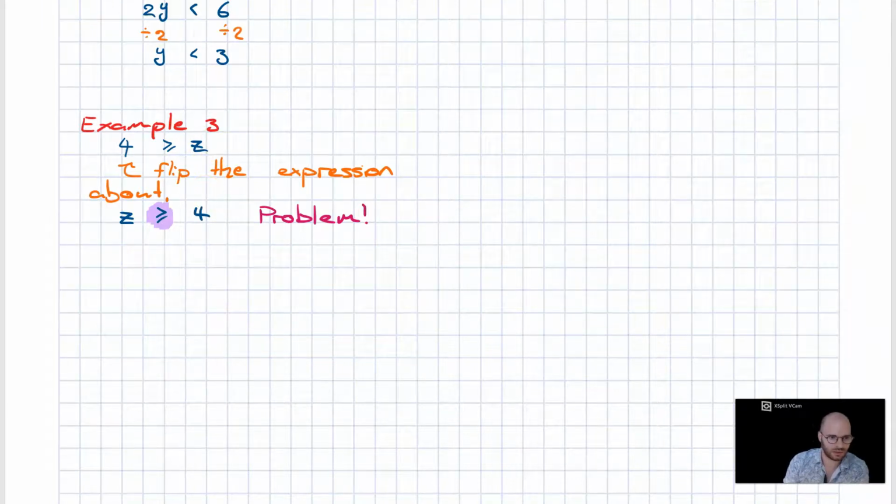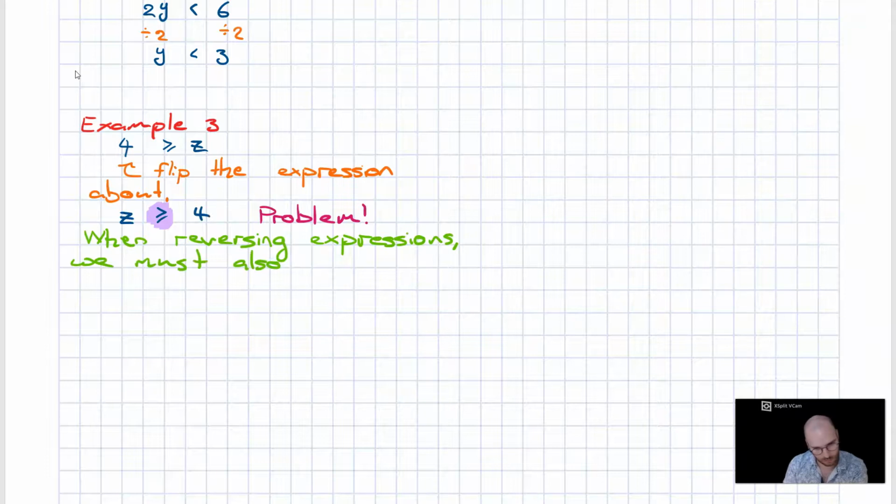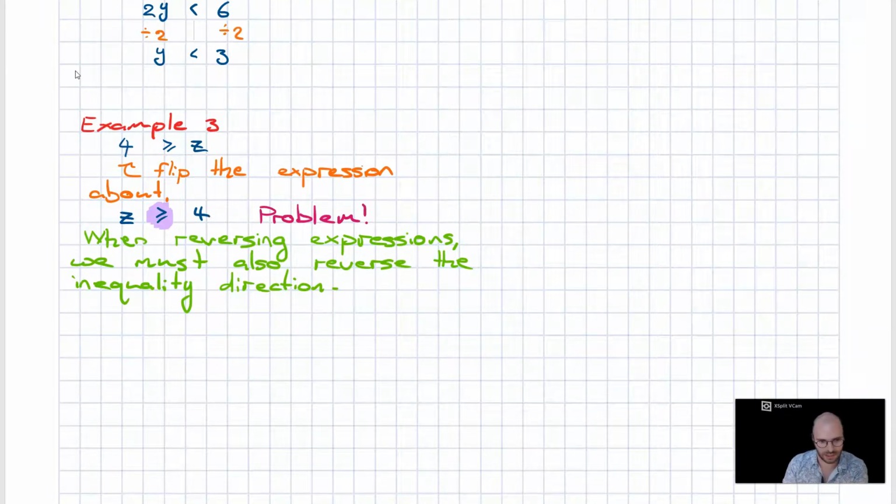Rather, what we need to do when we reverse the order of expressions is we also need to reverse the direction of the inequality symbol. So fixing this up, rather than z is greater than or equal to 4, what we'll find is that z is less than or equal to 4.